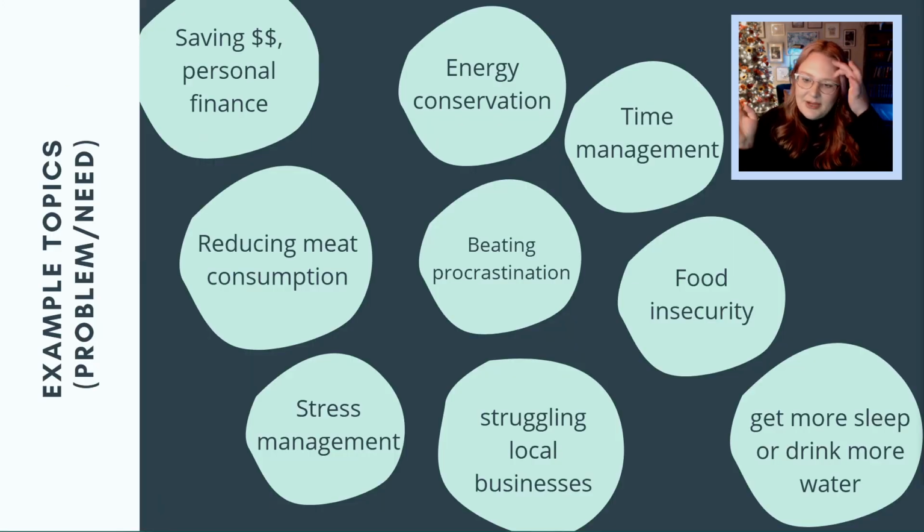So let's look at some example topics for problems or needs. Again, this is that first puzzle piece. Even if you decide to brainstorm backwards, this will end up being your point 2 in Monroe's motivated sequence, followed by point 3. So maybe we have a need to save money. We need some personal finance in our lives. Maybe we need to reduce meat consumption, like the example I said earlier. Maybe if our need is to reduce meat consumption, our solution will be meatless Mondays.